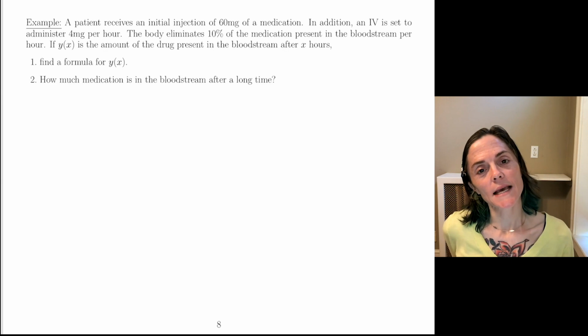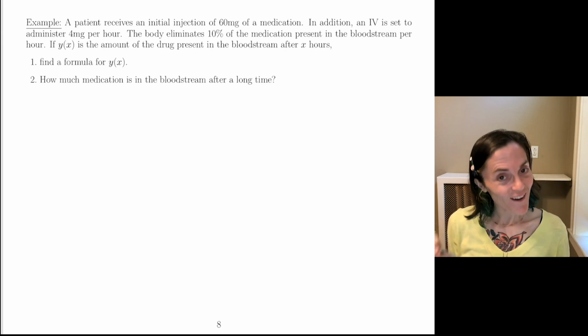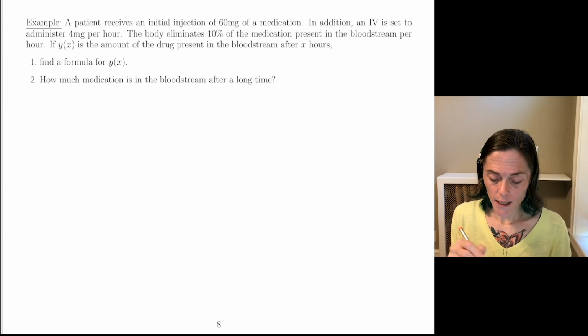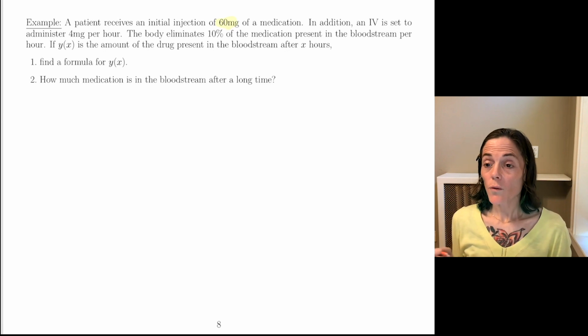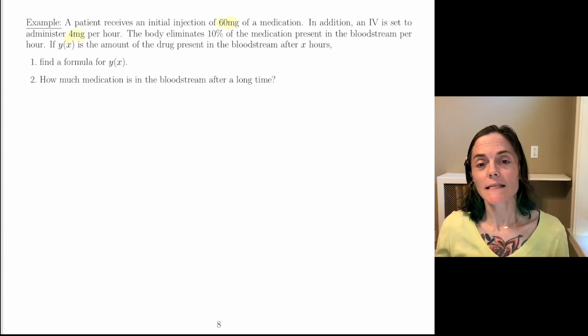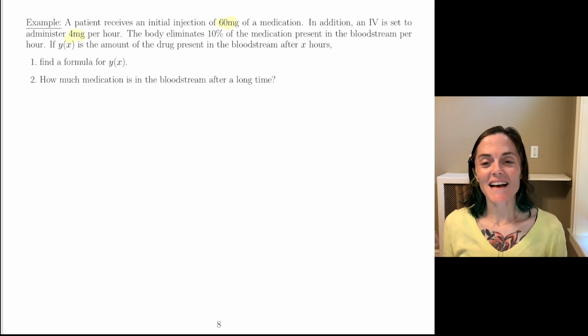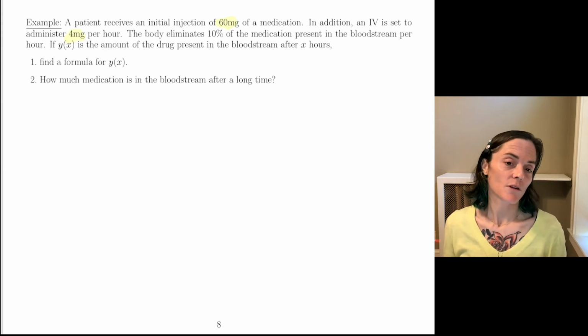Now, let's do an example which is similar, but the differential equation will be a little bit more involved. So, a patient receives an initial injection of 60 milligrams of a medication. In addition, an IV is set to deliver 4 milligrams per hour. The body eliminates 10% of the medication present per hour. If y of x is the amount of the drug present after x hours, find a formula for y of x and how much medication is in the bloodstream after a long time.